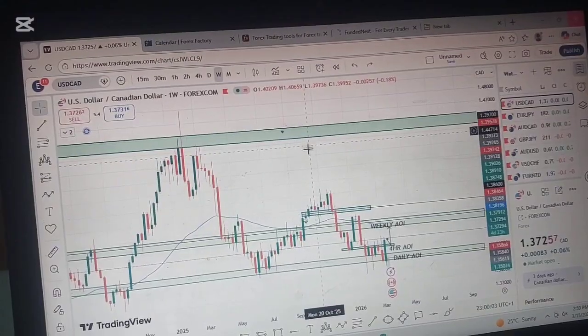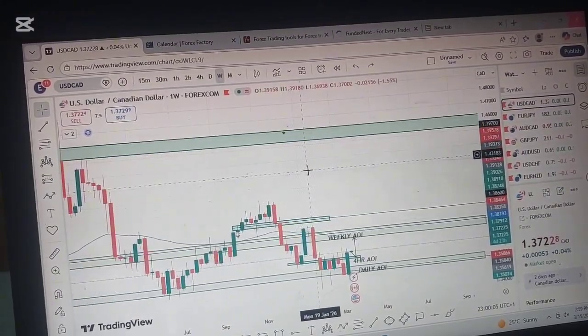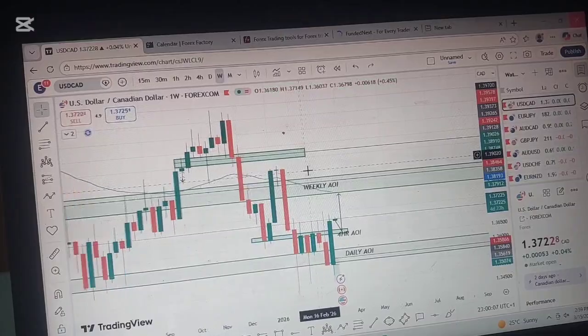So today I'll be breaking down my top six pairs I'm expecting. The market just opened. Let's head straight to the charts. So guys, first on our list is going to be USD/CAD.